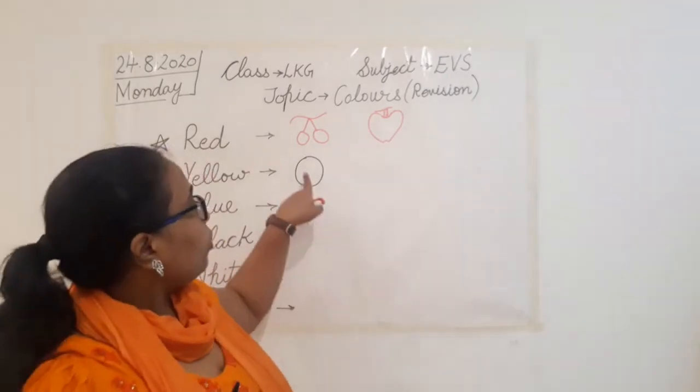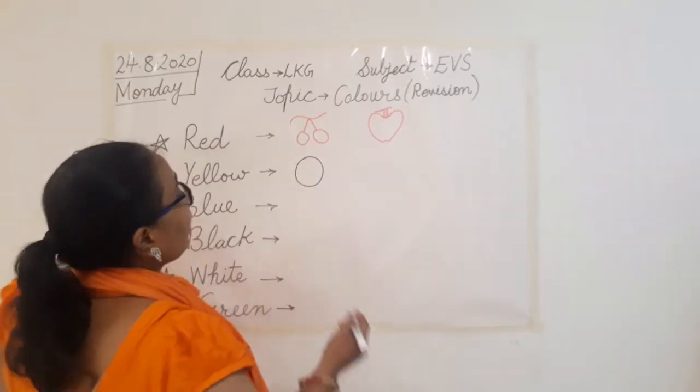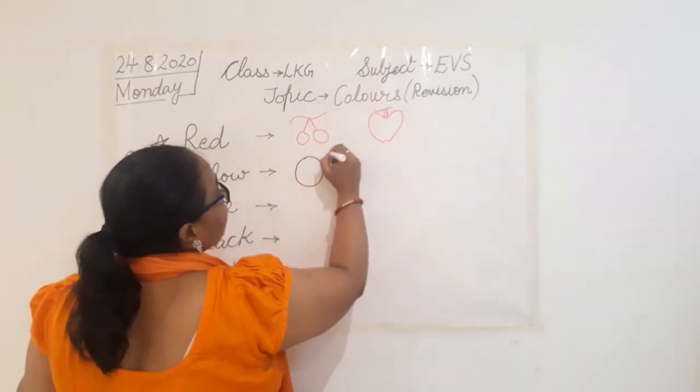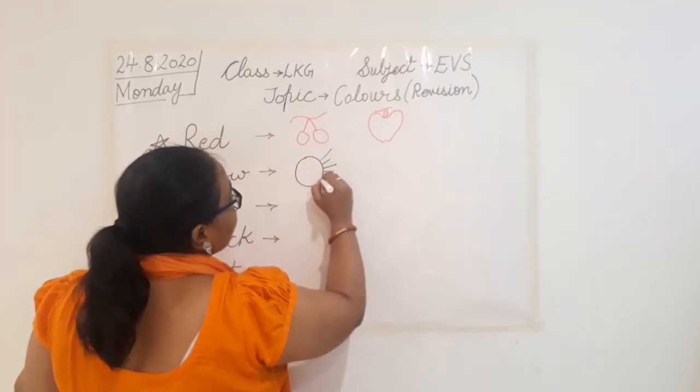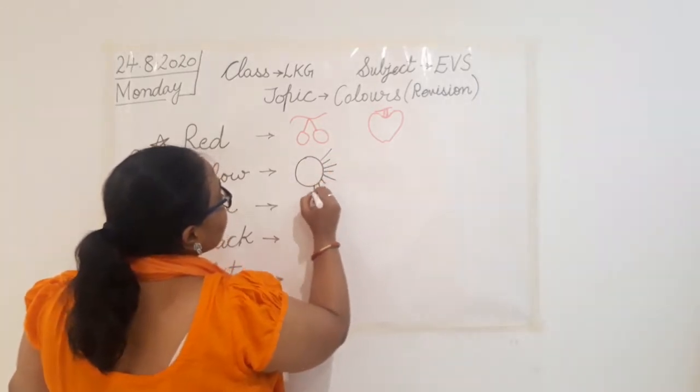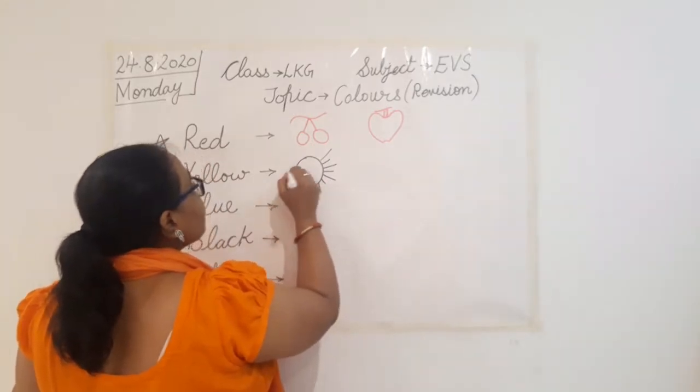ठीक है, अल्फाबेट O बनाया ना हमने, या आप कह सकते हो हमने सर्कल शेप बनाई. And after that we have to draw some lines, one big, one small, one big, one small. This is how we draw a sun. So one big line, one small line.